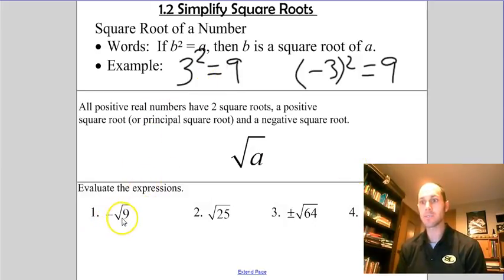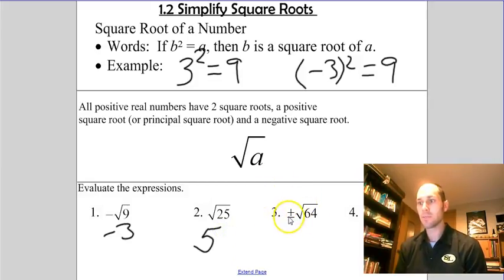So negative square root of 9. So order of operations, we treat this radical as like a parentheses. So square root of 9 is 3, and then we multiply by a negative 1. So negative 3. We would simplify that as square root of 25. I think what number times itself gives us 25, and that would be 5.